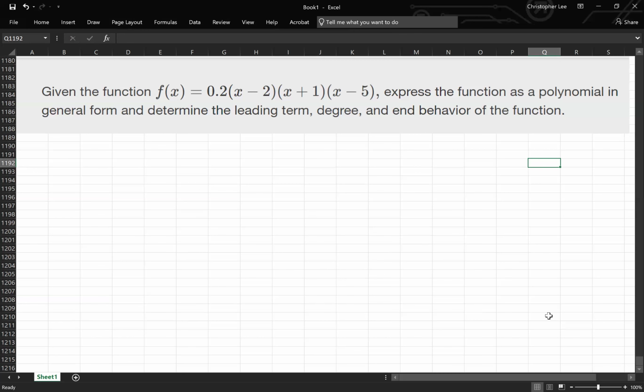All right. Let's look at this one. We want to express this function as a polynomial in general form. So let's do that out.